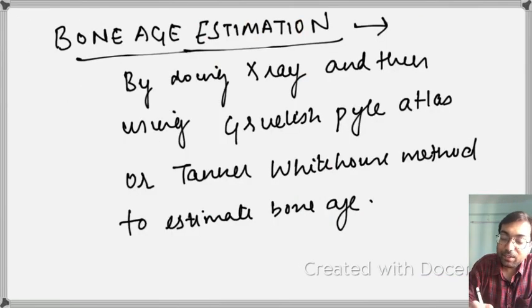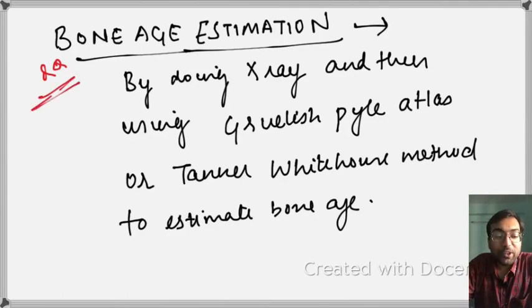And next is bone age estimation. See, before reading anything, you must know what is the significance, why we are reading this, why it is important. When you see any patient of short stature and you want to know the cause of this child's short stature, it is very important to know his bone age, because then we would have a clinch in the diagnosis.